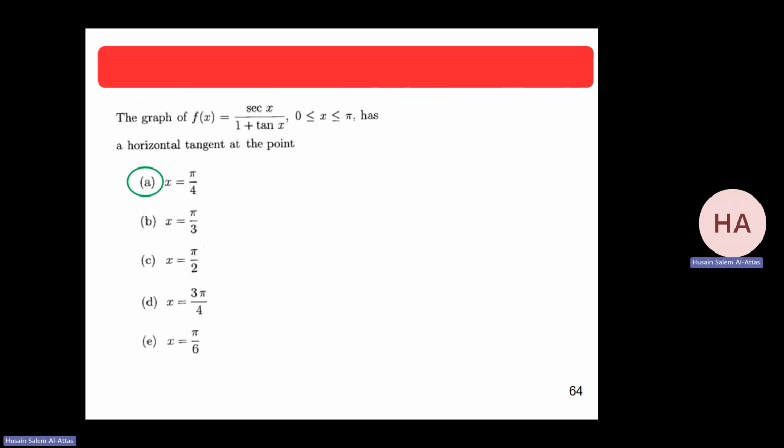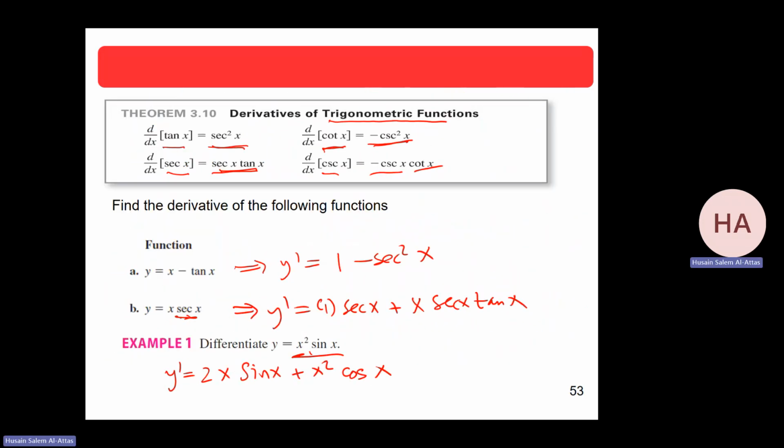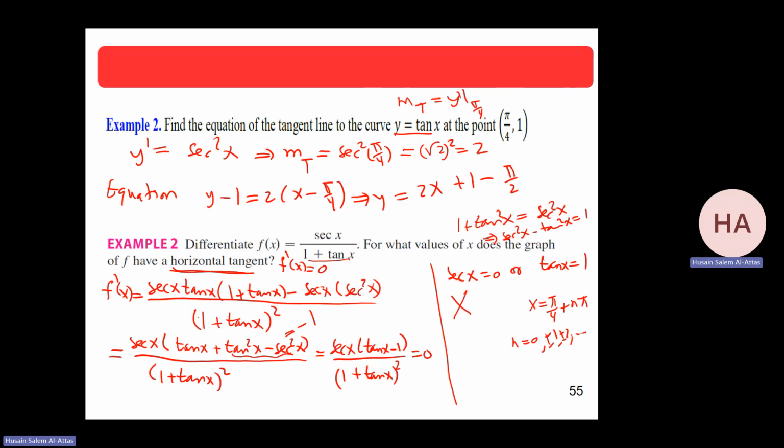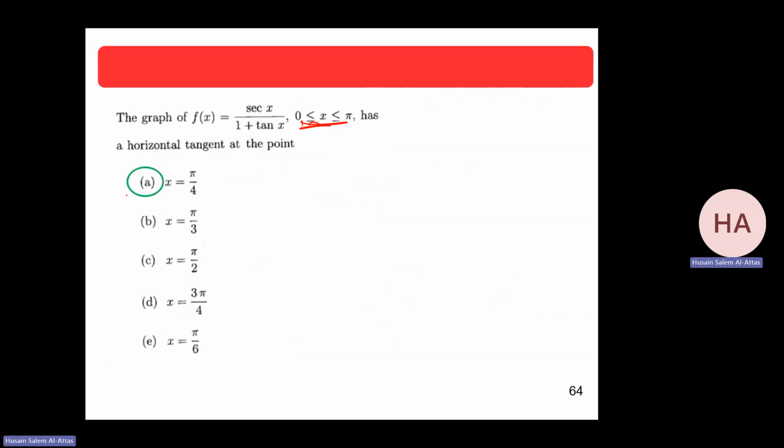The graph has a horizontal tangent at what? He put this. Huh? We did something similar. We did that. The same problem. I think we did it before. Yeah, here. Where we get, it's at pi over 4 plus n pi. But since he put this, it's only at x equal pi over 4. I just need to find f prime, make it equal 0, try to solve it.